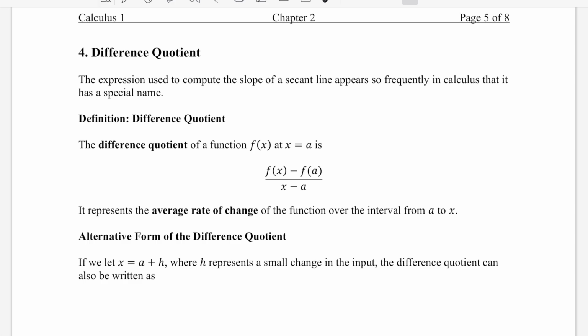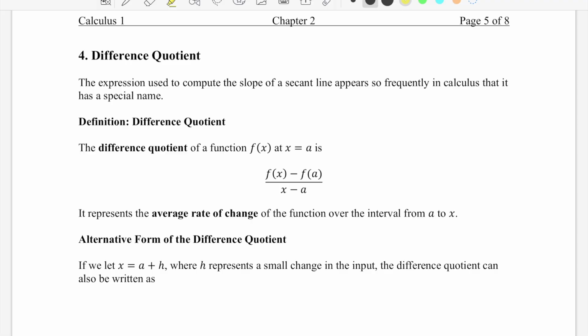In the last example, we calculated several slopes of secant lines. We noticed that as the second point moved closer, the slopes were changing. Now, we're going to write a formula that represents that slope in general. The expression we've been using to compute the slope of a secant line appears so often in calculus that it has a special name: difference quotient.